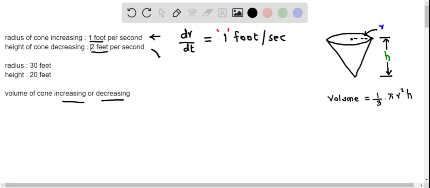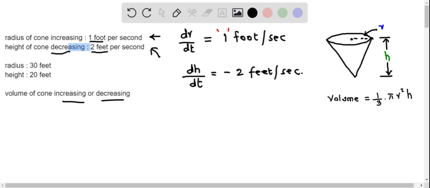And then we are also given the height is decreasing. So I'm going to write this as dh over dt equals, I put a negative because the height is decreasing, negative 2 feet per second. So I write like this.